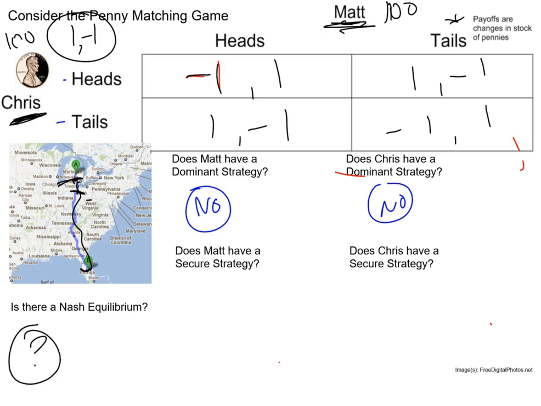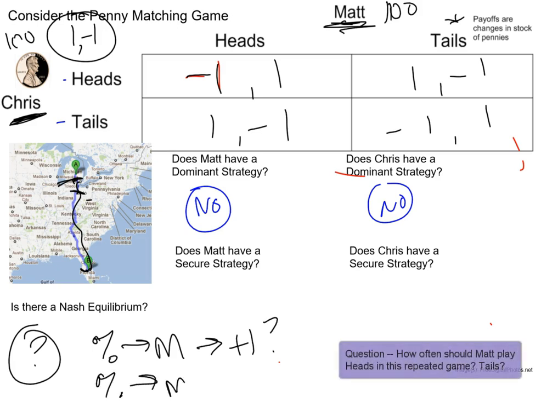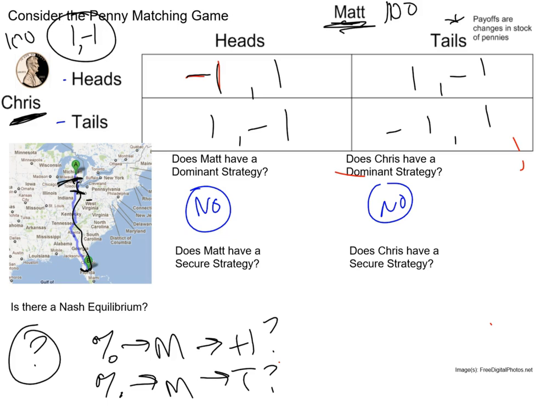So my question is, out of all those times that we played penny matching games, what percent of the time do you think it makes sense for Matt to play heads? And what percent of the time do you think Matt should play tails? Those two should add up to 100%. But what do you think the correct distribution of heads and tails should be over repeated iterations of this game? And also, it's symmetric, so whatever allocation of heads and tails you came up with, it's got to be the same for Chris, right?